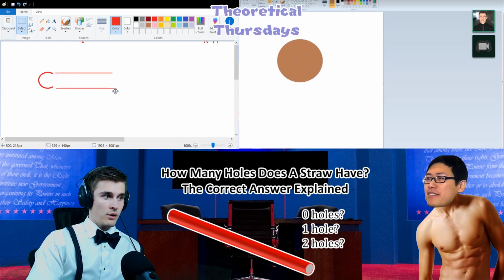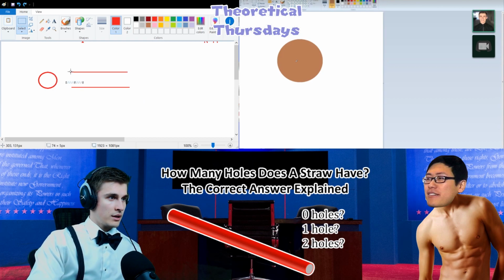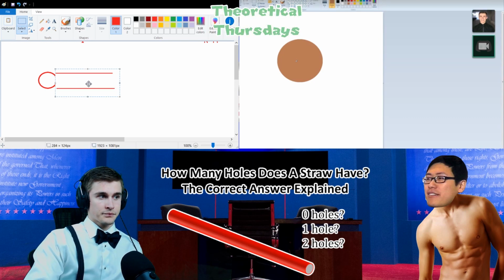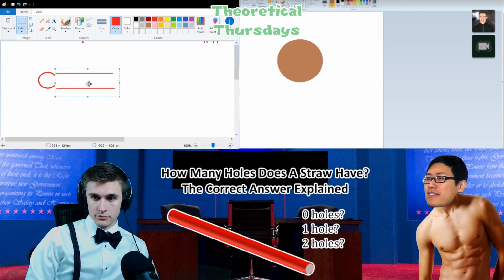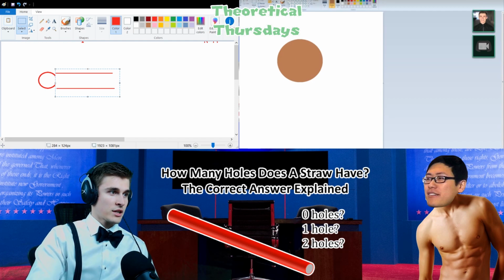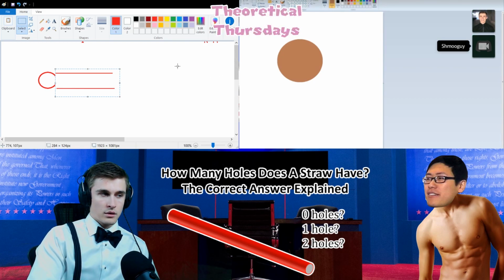Okay. Now, when I put that here, imagine they're attached for a moment. Yeah, I see what you're saying. Is that now two holes or one hole? So it's connected with the circle. They are connected now. And assume it's like a one-hole straw. Assume it's like a two-dimensional straw that you can go through one end and out the other. Is that still one hole?